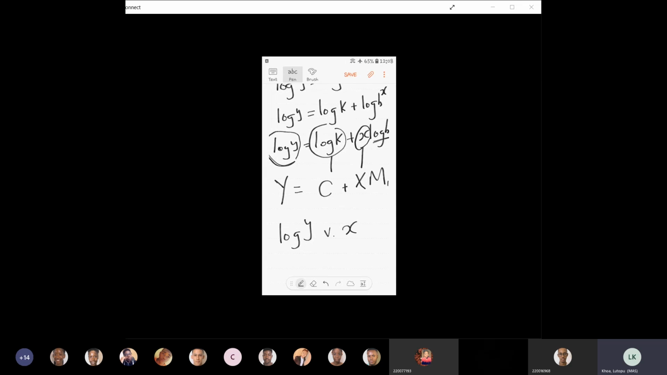Okay, we look at the example that is there in your notes, example 1. We are given the relationship between a and x.